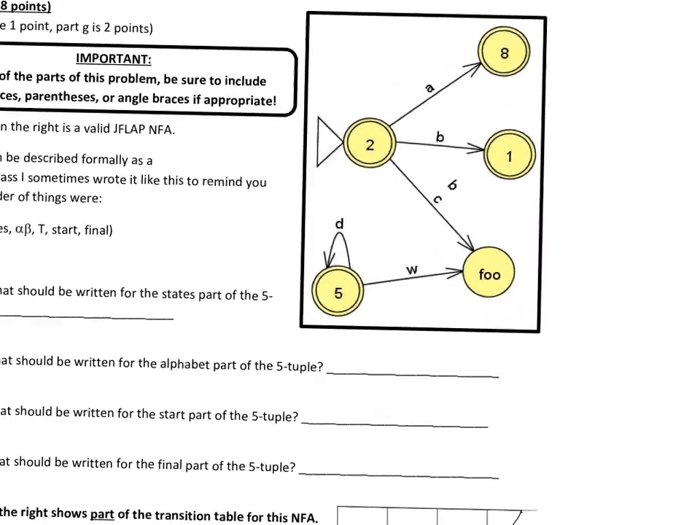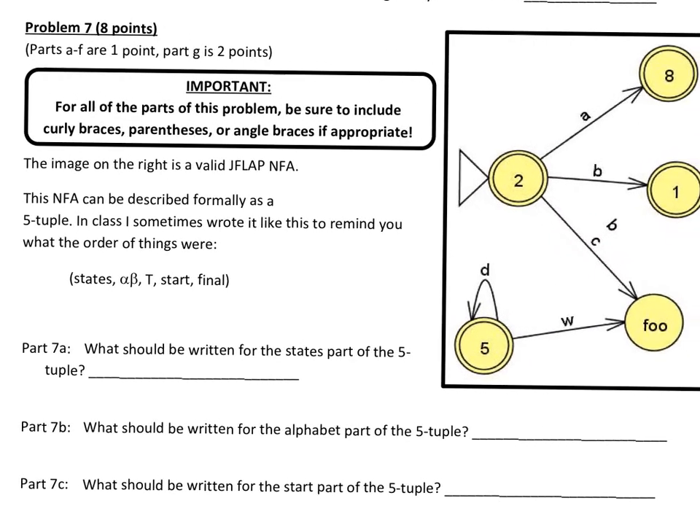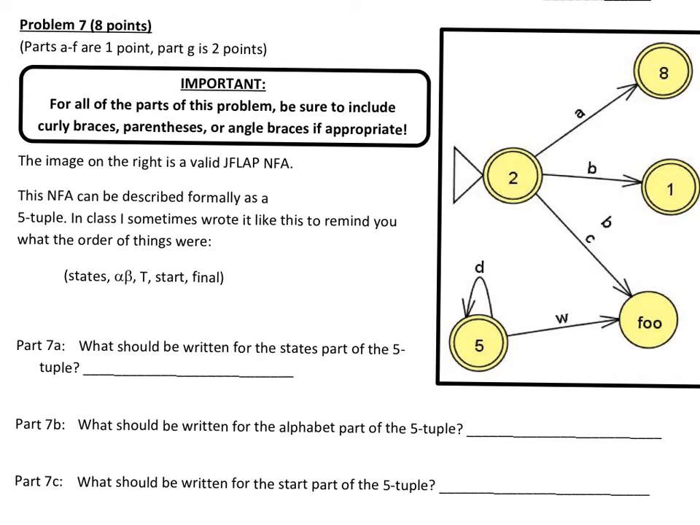All right, so for this question, we have an NFA that's drawn in JFlap, and we have to describe it formally, and we're asked for different pieces. So here we go, see both sides. So 7A says, what is the states part of the 5-tuple? So the states is going to be a set, and I'm going to just do these in numeric order and then alphabetical order because I asked the online students to do that so that the test would grade it easily and nicely. So the states are 1 and 2 and 5 and 8 and foo.